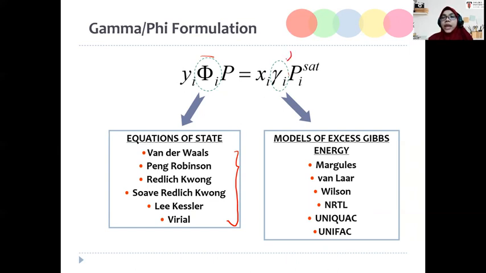But for the activity coefficient, where we consider the interaction among the species in the liquid phase, we can describe it using a model of excess Gibbs energy, either the Margules equation or the Van Laar equation that we have learned previously, or the local composition models, such as Wilson, NRTL, and UNIQUAC or the UNIFAC model.